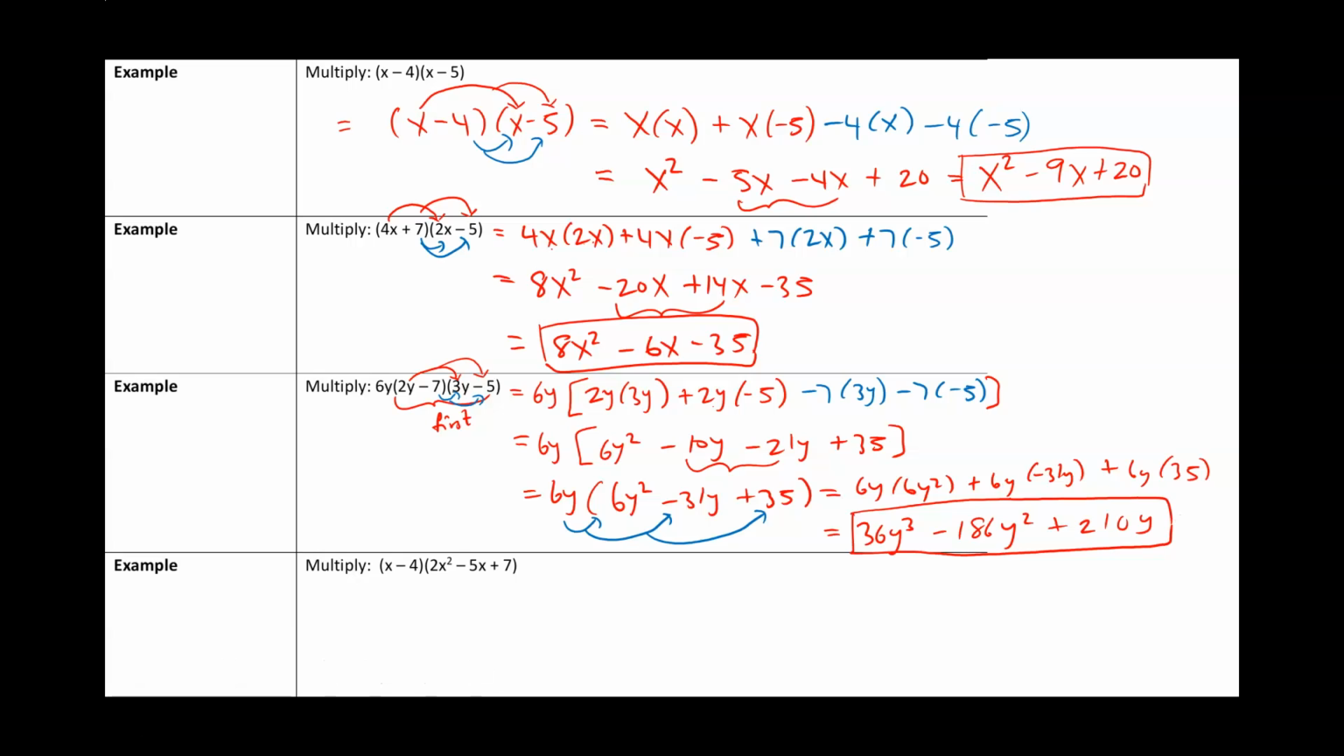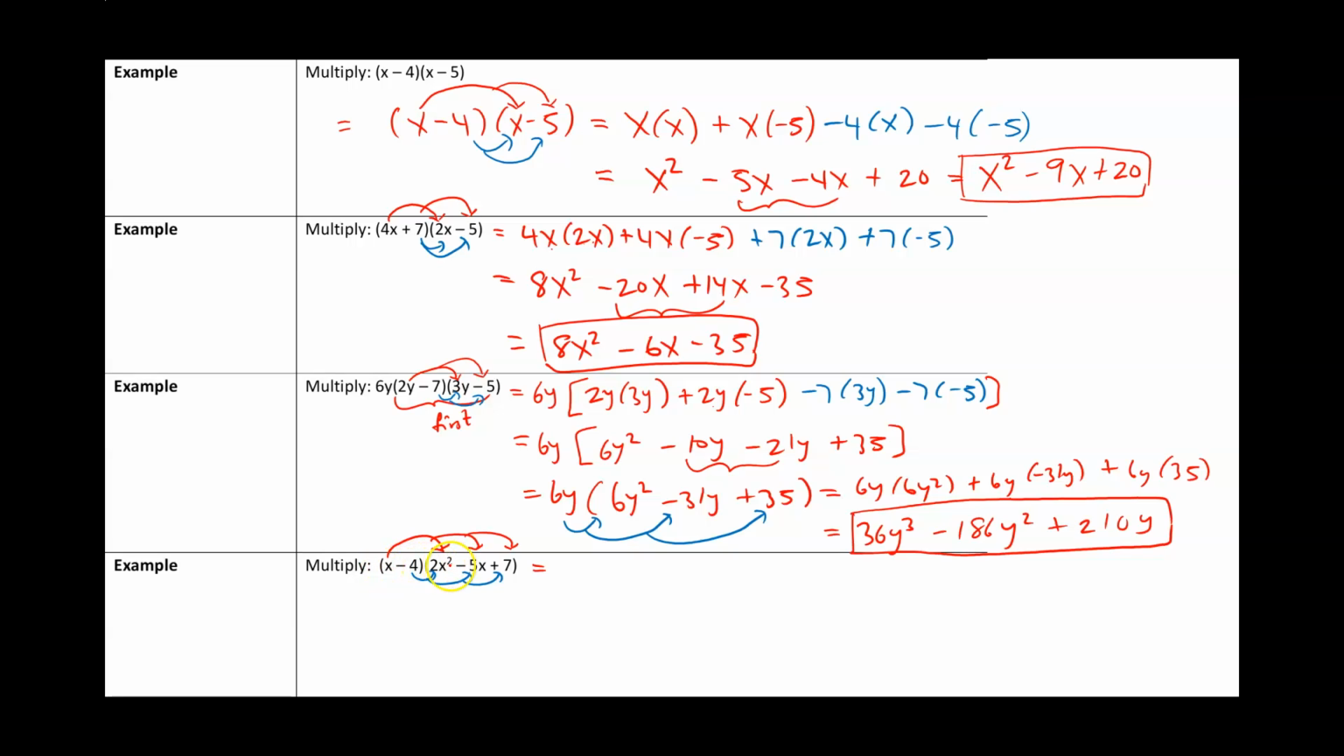All right, last but not least. So this one is going to be a lot of steps because now I have the x, which multiplies to all three of those terms. And then I have the negative 4, which multiplies to all three of those terms. So let's go step by step. Now this time, I'm not going to write out all the steps. I'm going to try to do it more mentally.